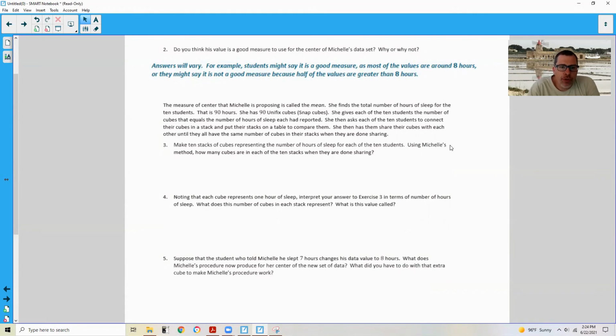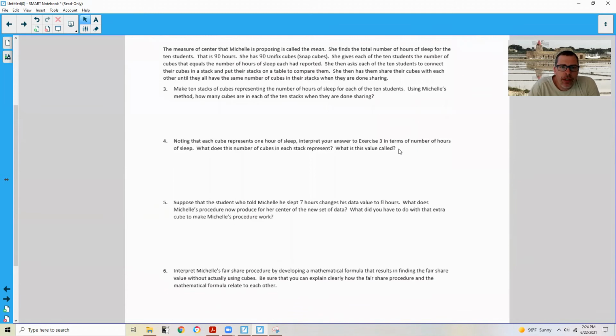So then let's move on to the measure of center that Michelle is proposing, which is called the mean. She finds the total number of hours of sleep for the 10 students, that is 90 hours. So she added all of those values up and got 90. She has 90 Unifix cubes, snap cubes. She gives each of the 10 students the number of cubes that equals the number of hours of sleep each had reported. She then asks each of the 10 students to connect their cubes in a stack and put their stacks on a table to compare them.